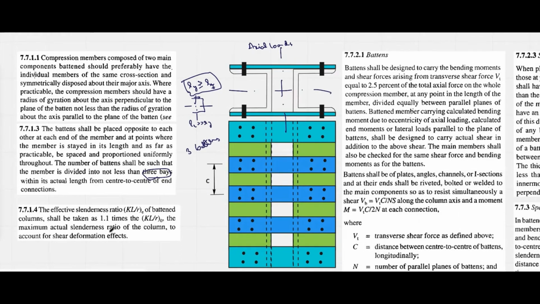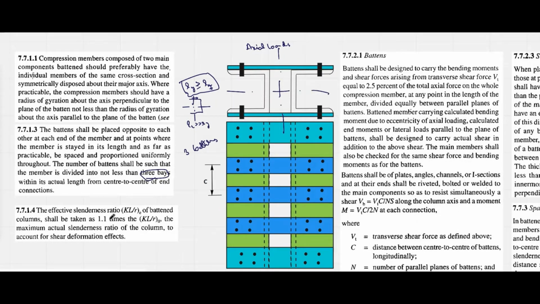According to clause 7.7.1.4, the effective slenderness ratio of batten columns shall be taken as 1.1 times the actual slenderness ratio. It means the slenderness ratio of the column is increased by 10%. For 100%, it is increased by 10%, total 110%, which gives us 1.1. The effective slenderness ratio of batten columns shall be increased by 10% to its actual slenderness ratio.